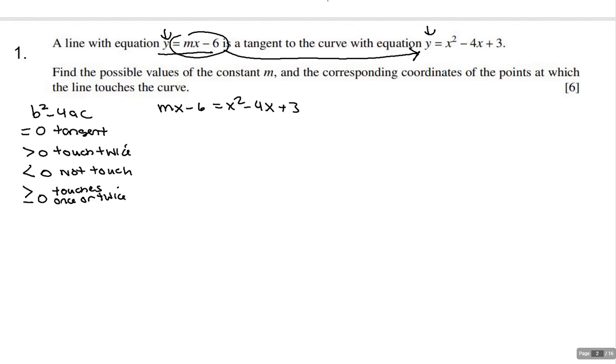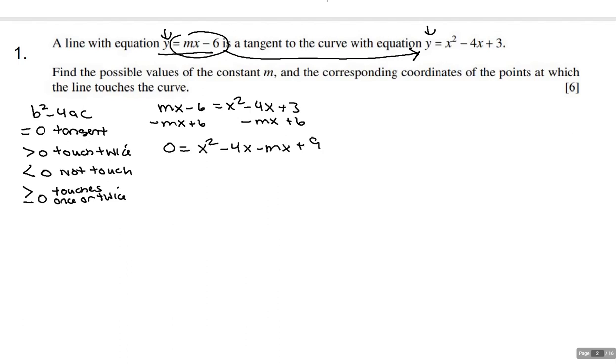Now what I can do is get everything on one side. I'm going to treat it like a quadratic, like I was going to try to solve it. And typically when we solve a quadratic, we try to make it equal to 0. If I subtract mx on both sides, and add 6, I'm going to get 0 is equal to x squared, and then minus 4x minus mx, and then plus 9.